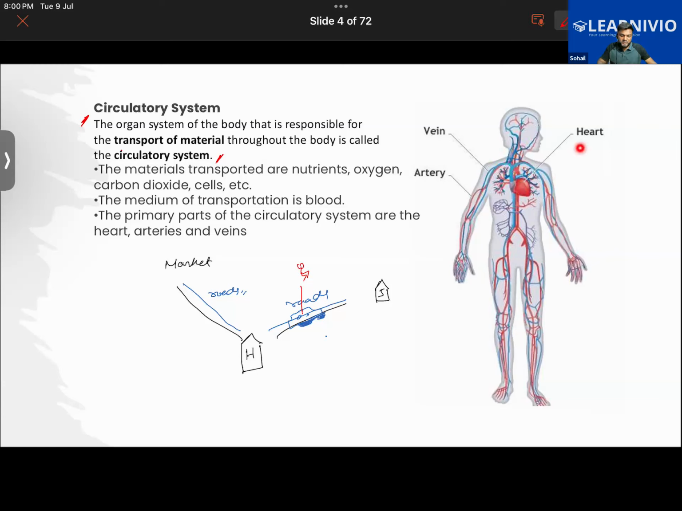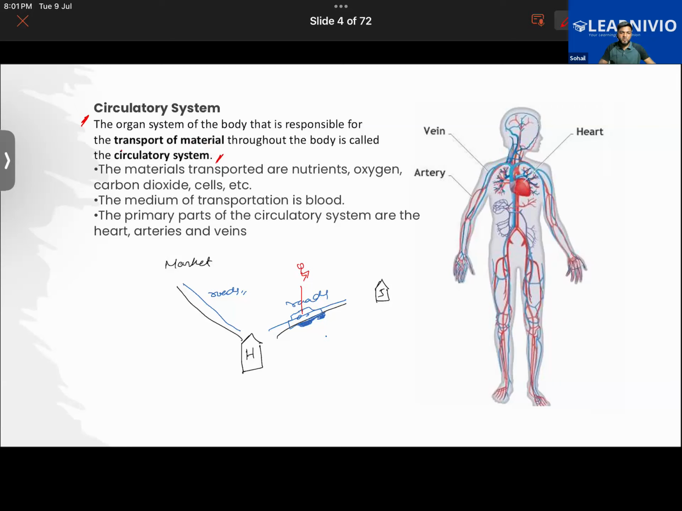Furthermore, organs like the heart will also play an important role in the transport of blood from one place to another. So the heart will also be counted in the circulatory system. Getting it, guys? Yes, sir. So heart and the different types of blood vessels together make up the transport system in the human body called the circulatory system.